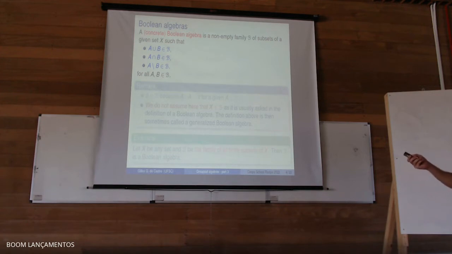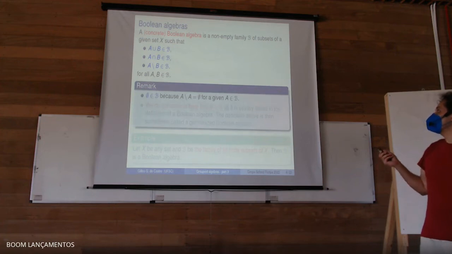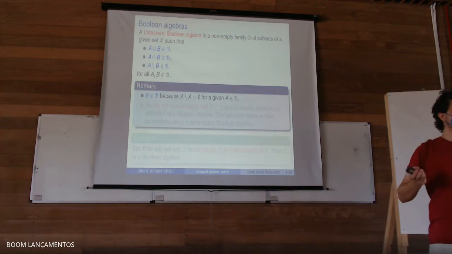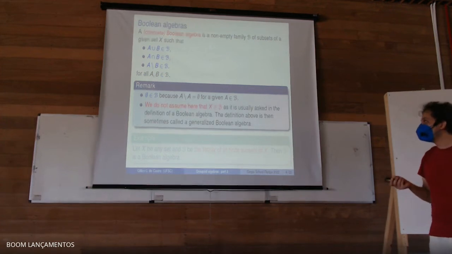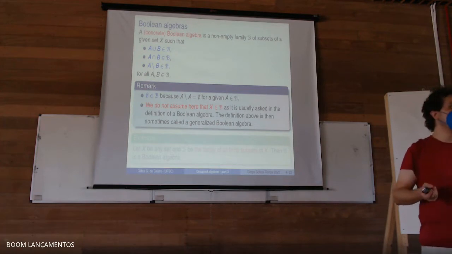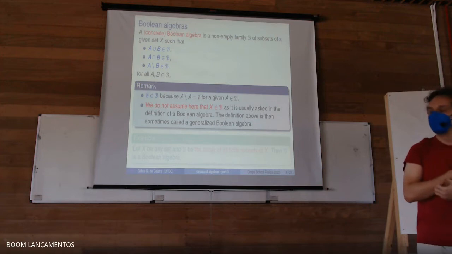So as I said, this is a very concrete definition of a Boolean algebra, just a family of sets satisfying these three properties. And the first thing that we see is that the empty set is always there in this family, because if you take any element of the Boolean algebra and take the relative complement with itself, it's going to be empty. So the empty set is always there. And the other comment is that we're not going to assume that the whole set X is going to be in the family. So it's not a Boolean algebra in the usual sense. It's a Boolean algebra in the generalized sense.